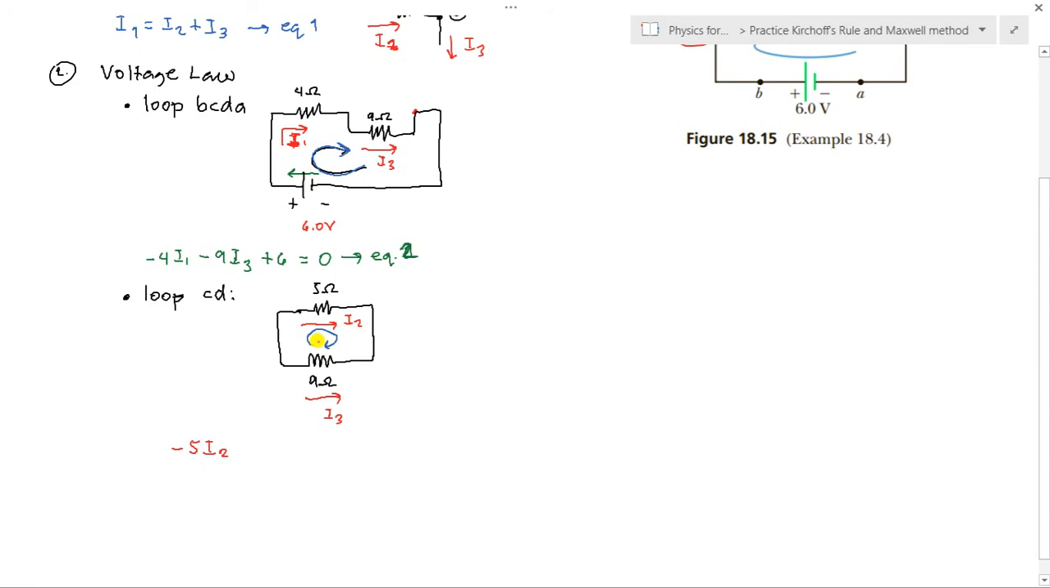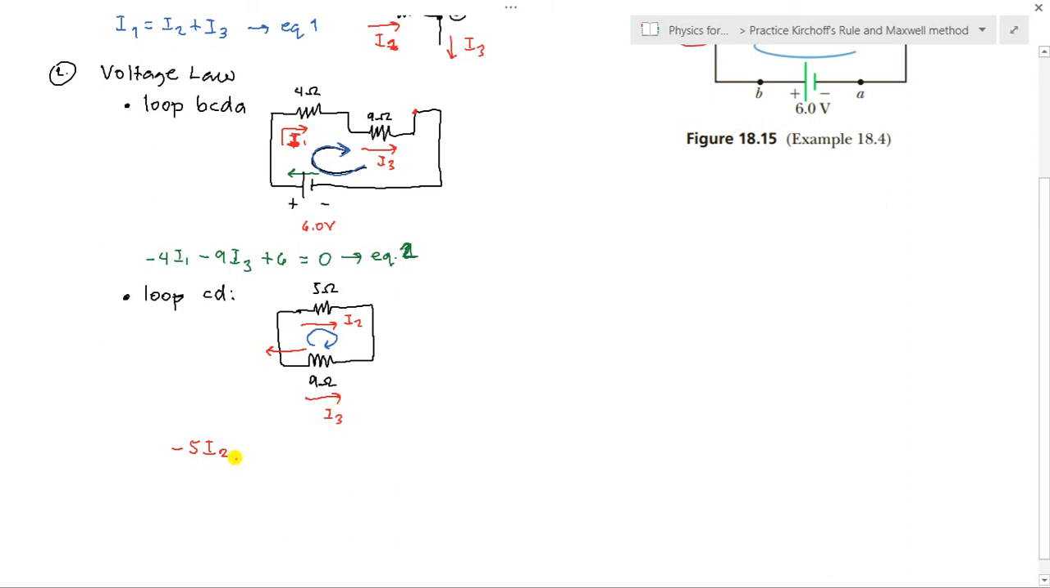So what does this mean? Based on our assumed direction, it should be a voltage drop. But since it is opposite, we take it as positive, right? It is positive because normally, if it follows the assumed direction, the voltage drop is negative. However, I3 is opposite to our assumed direction. Our assumed direction is towards the right.